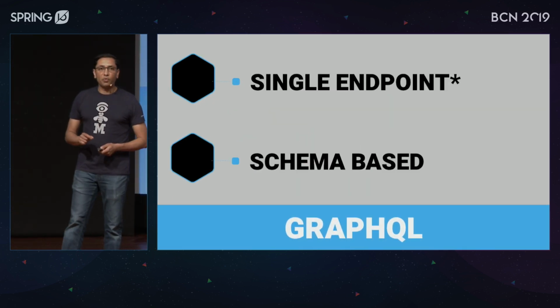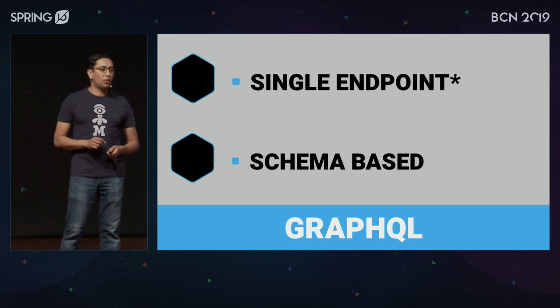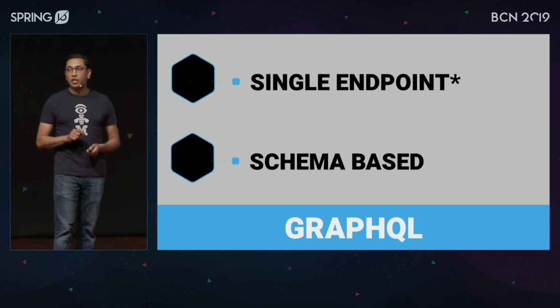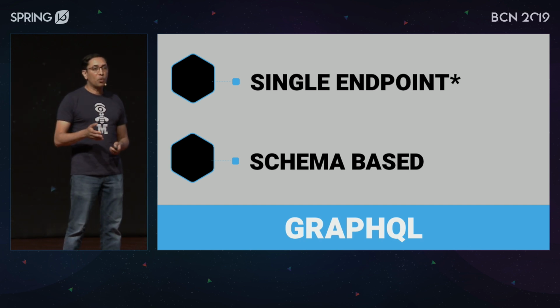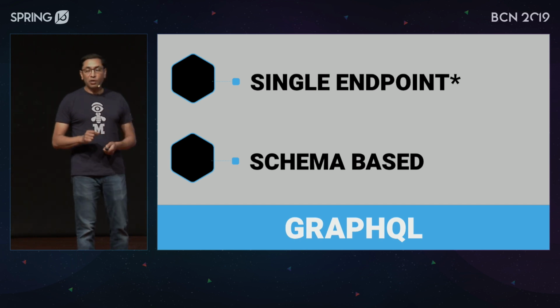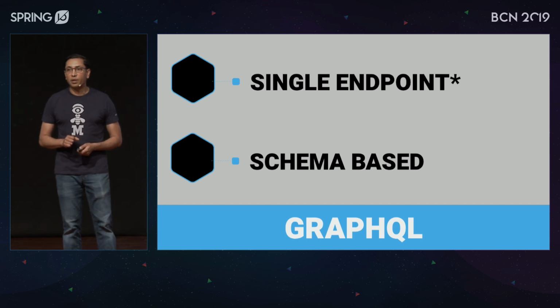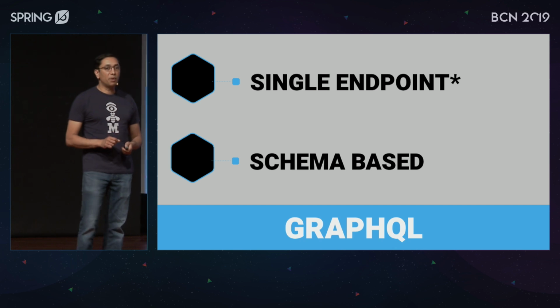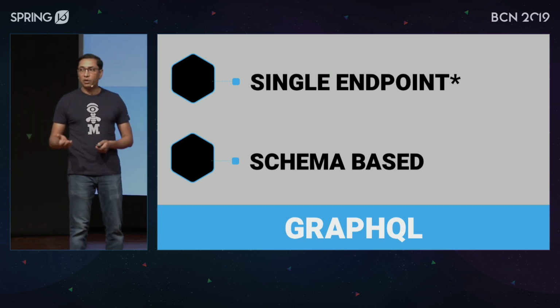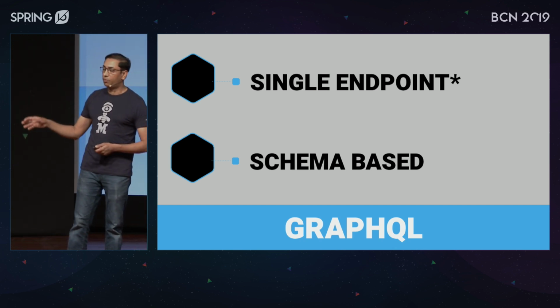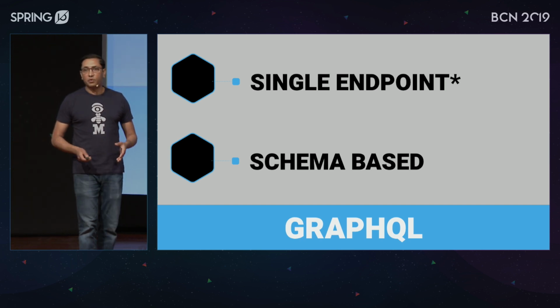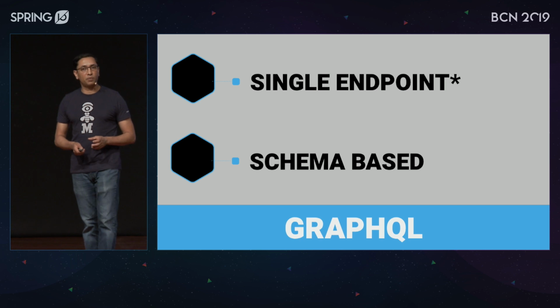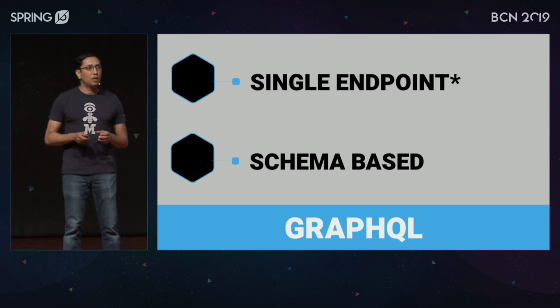Now, one thing that's different about GraphQL compared to RESTful endpoints is that it is a single endpoint. So when you set up a GraphQL instance, it will only go to one place, right? /GraphQL or whatever you want to call it. And the other interesting thing about GraphQL compared to REST is that it is schema-based, right? We'll have a look at a GraphQL schema in a minute when we go and explore what it actually looks like.